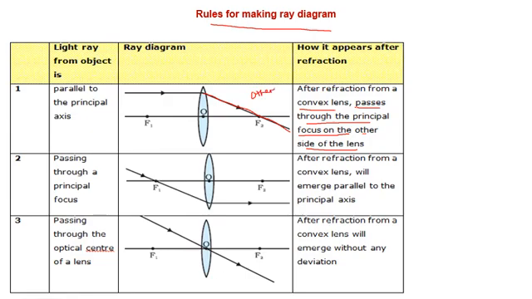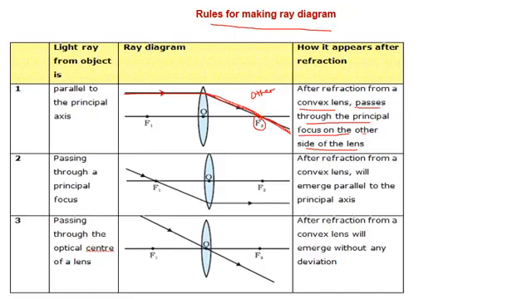As you can see, this ray is coming from the object, and when it passes through the lens, it gets refracted and then it goes through the focus. Now in a convex lens we will consider that F2 is the principal focus.